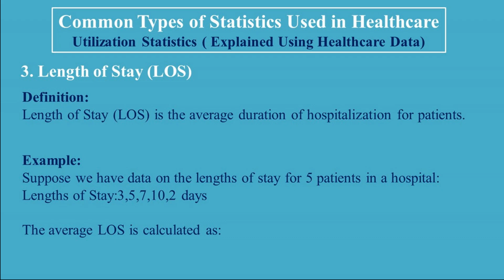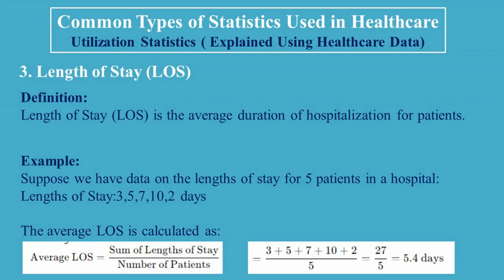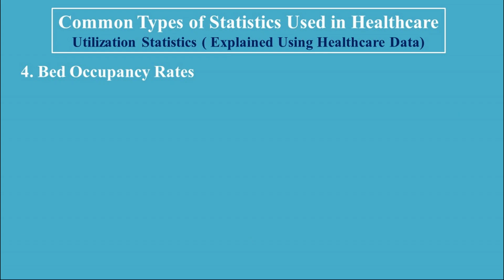The average LOS is calculated as average length of stay, LOS, is equal to the sum of lengths of stay divided by the number of patients. The average length of stay is calculated by adding the lengths of stay for all patients and then dividing by the number of patients. For example, if the lengths of stay are 3, 5, 7, 10, and 2 days for 5 patients, the calculation would be 27 divided by 5, which equals 5.4 days.